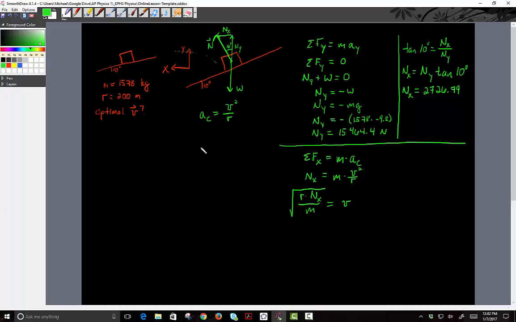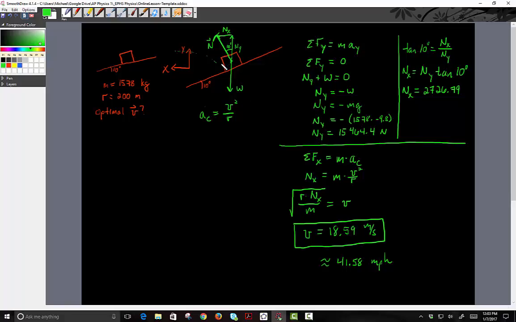Plugging the numbers, the radius was 200, the nx is here, the mass is 15. We get a velocity of 18.59 meters per second. So that's our optimal design, or our design speed would be 18.59. That's about 41.58 miles per hour. Yeah, and that's it. So this is optimal design speed.